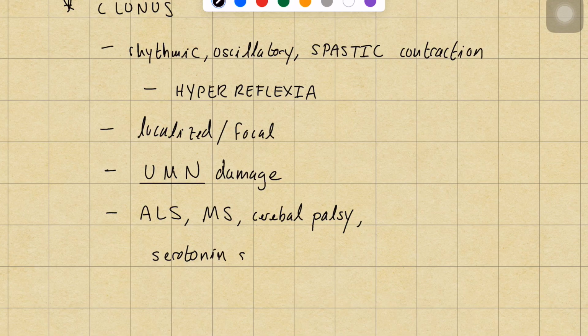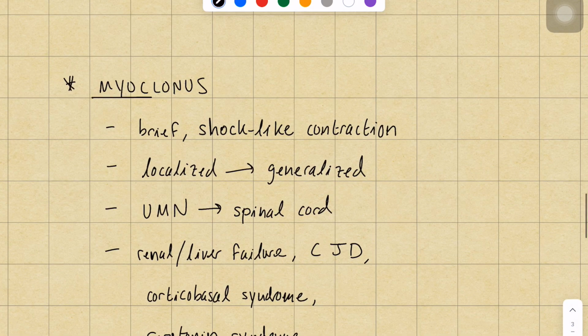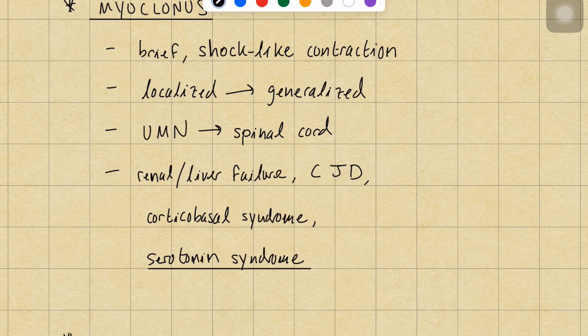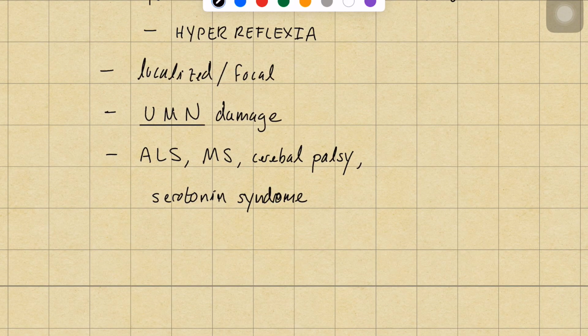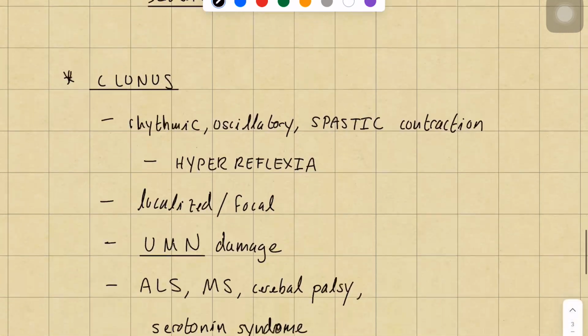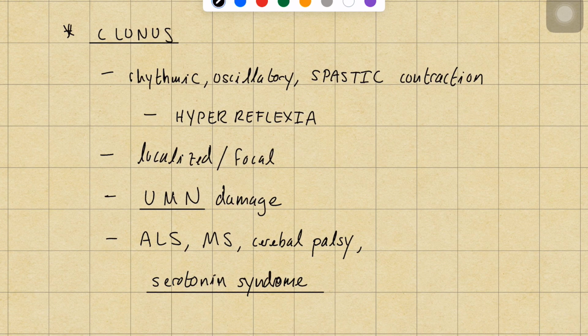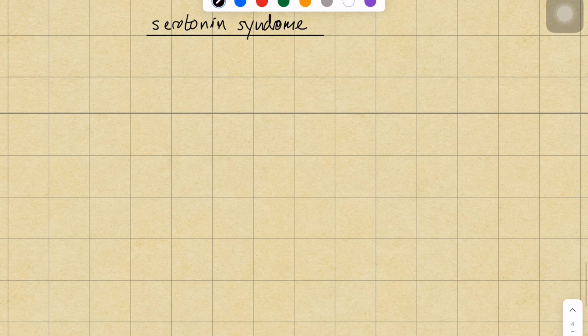And serotonin syndrome is one of the few cases in which you'll see both clonus and myoclonus. So despite their names sounding similar, clonus and myoclonus don't typically co-occur, or they're not typically comorbid conditions. But the exception to that is serotonin syndrome. You'll see both the shock-like contractions of muscles of myoclonus, and you'll also see that rhythmic oscillatory spastic contraction in clonus.